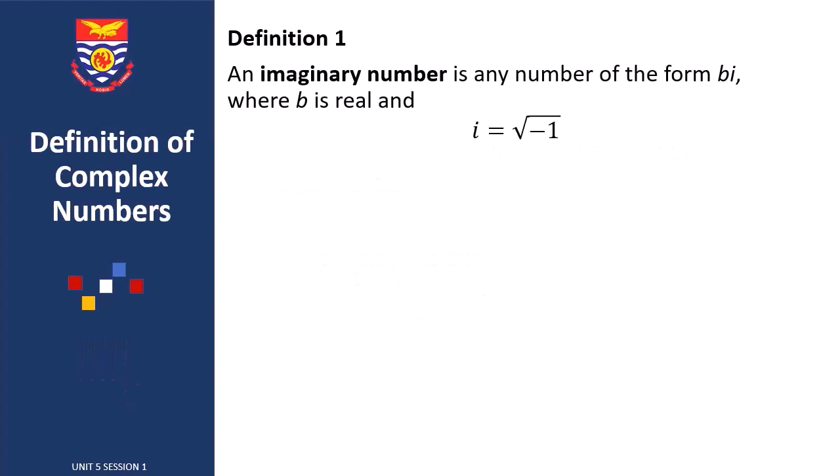Okay, definition 1. Let's look at complex numbers. An imaginary number is any number of the form bi, where b is a real number and i is the square root of -1. So in other instances, you can refer to a complex number as an imaginary number. So that's the definition. The b is a real number, and the i is given by the definition, square root of -1.